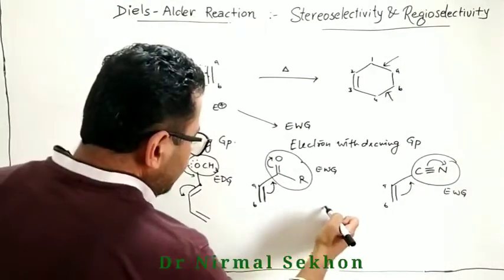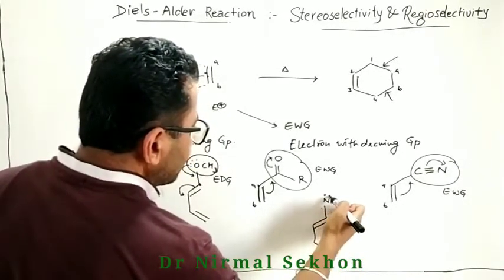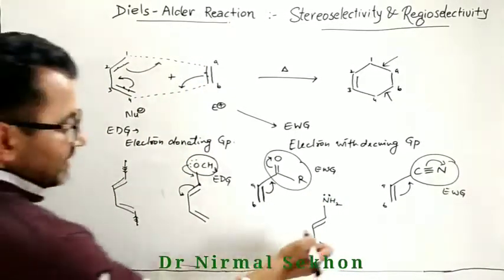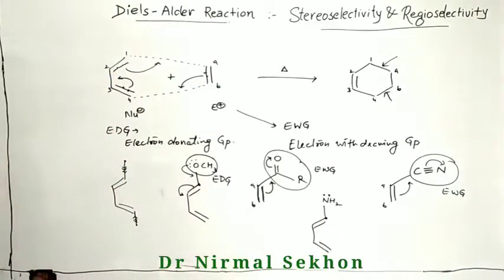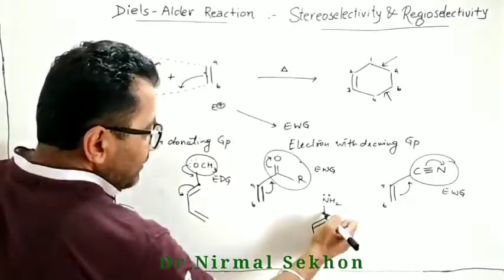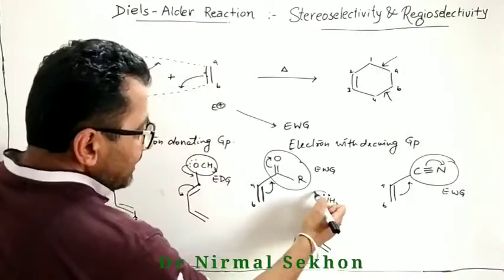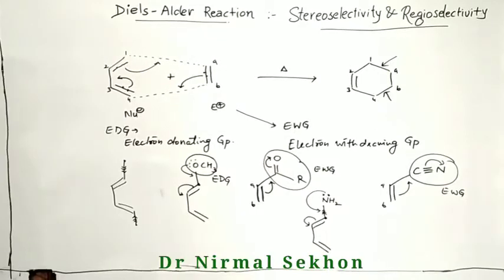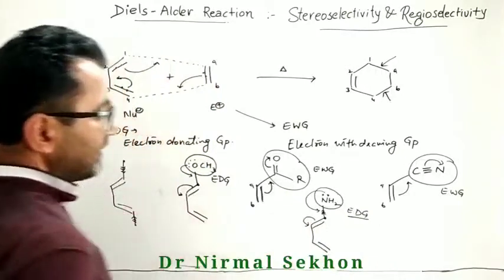One more example I will take. Suppose this is your diene and we are adding an NH2 group. In this case also, nitrogen is directly attached to an sp2 hybridized carbon, this one. So this is your diene, 1, 2, 3, 4. Nitrogen withdraws electrons by inductive effect because its electronegativity is high. So can it act as electron withdrawing? No, because it has a lone pair. It donates its lone pair by resonance effect, and we know that the resonance effect is stronger than the inductive effect. So the overall effect of this group is electron donating.